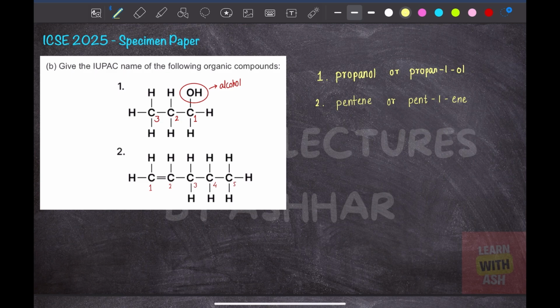In another video, I will be coming up with the structural formula questions from the previous year questions which have come in ICSE.